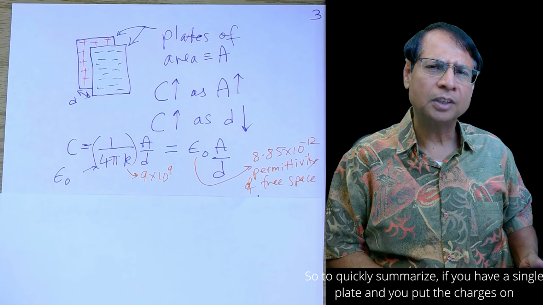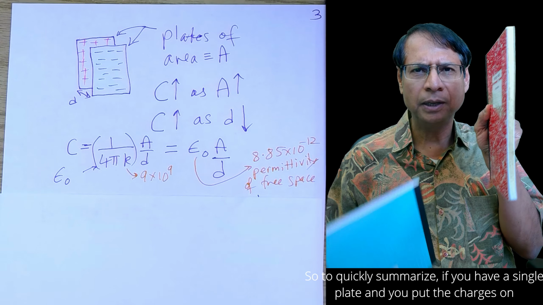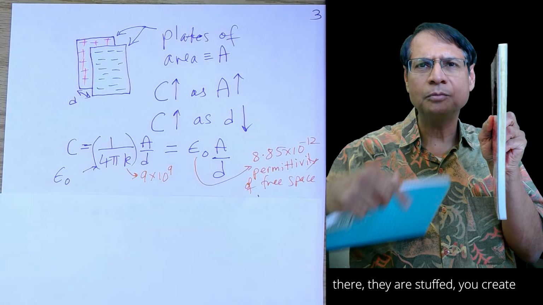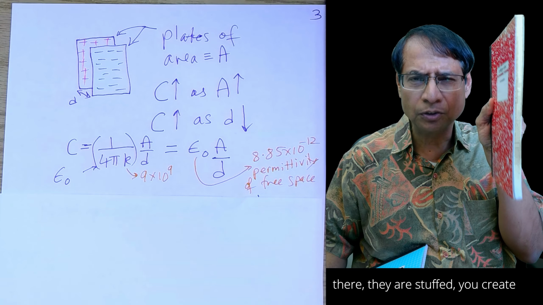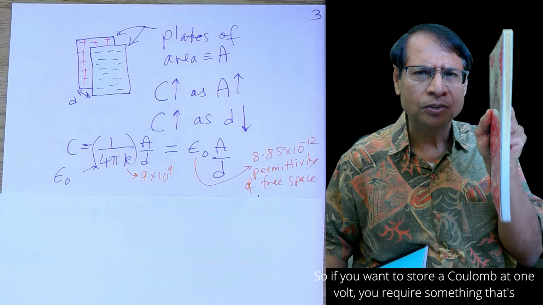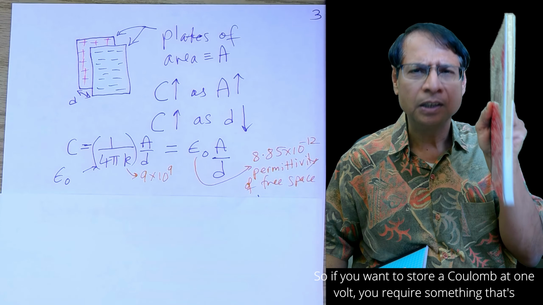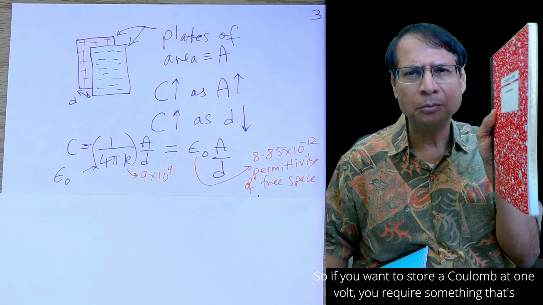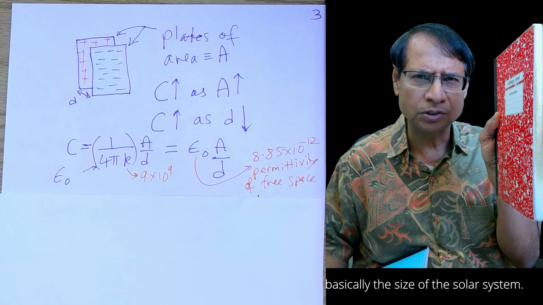So to quickly summarize, if you have a single plate and you put charges on there, they are stuffed, you create potential energy, you create potential, lots of it. So if you want to store a coulomb at 1 volt, you require something that's basically the size of the solar system.